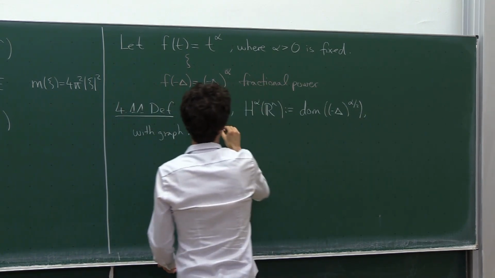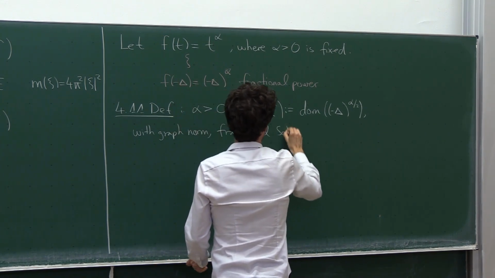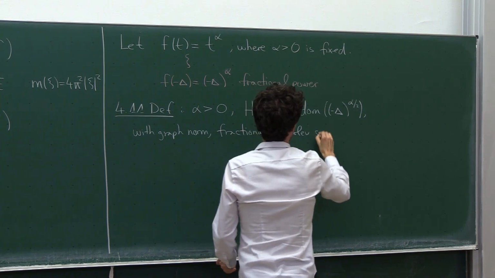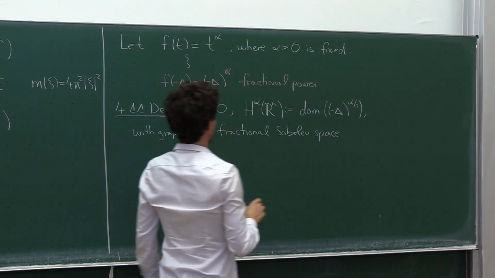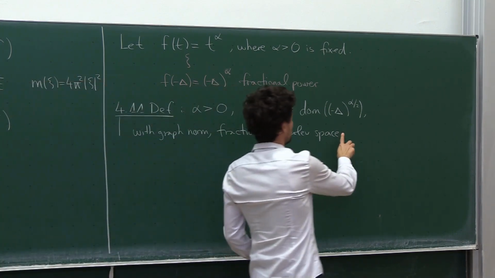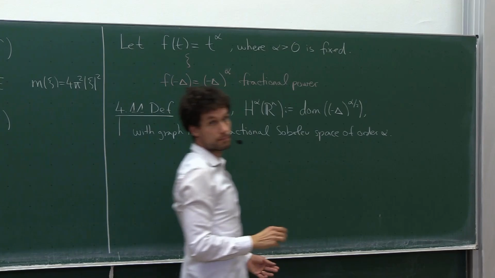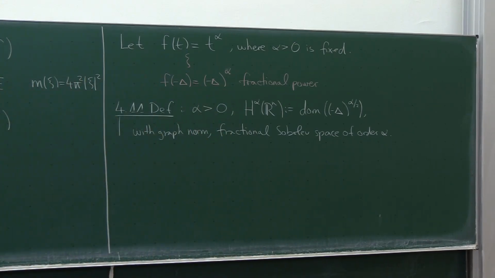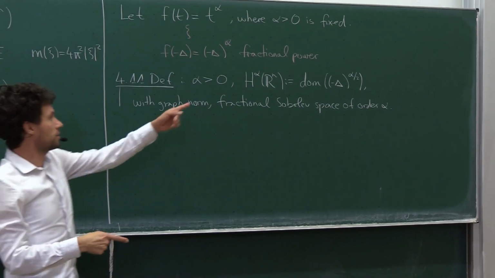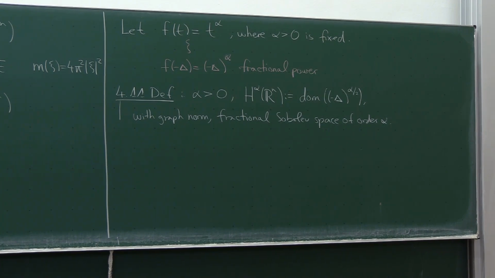Okay, and this I call fractional Sobolev space. Fractional Sobolev space of order alpha. All right, that's a space I can come up with. It's going to be a Hilbert space if you use the graph norm correctly, because it's a closed operator. And so this is my fractional Sobolev space of order alpha.